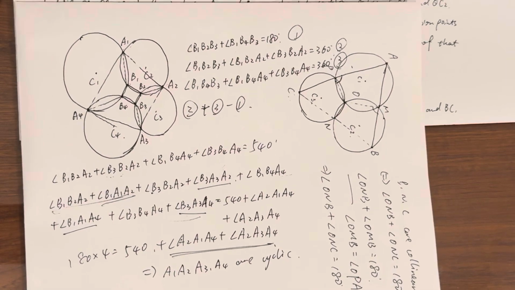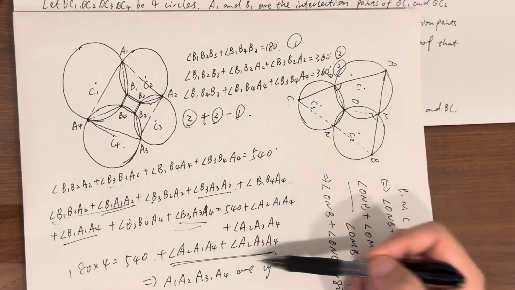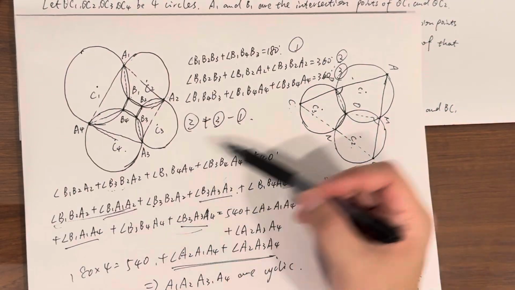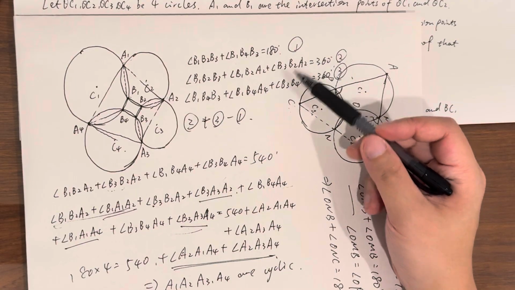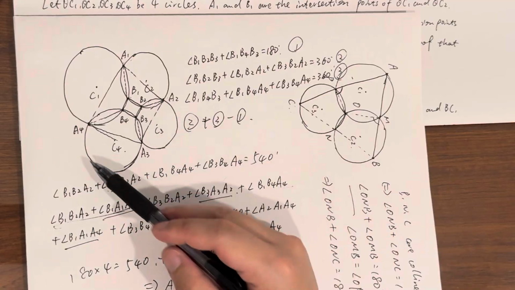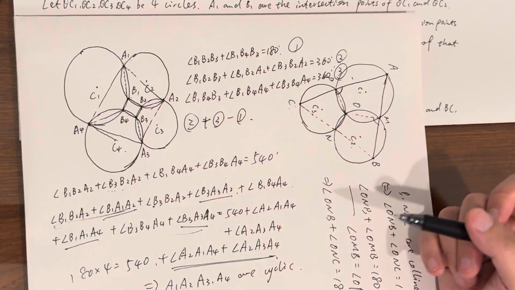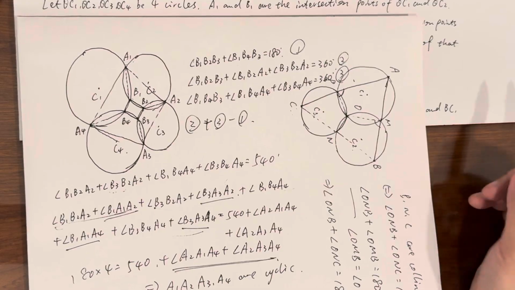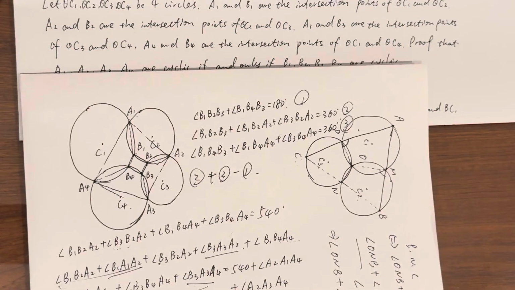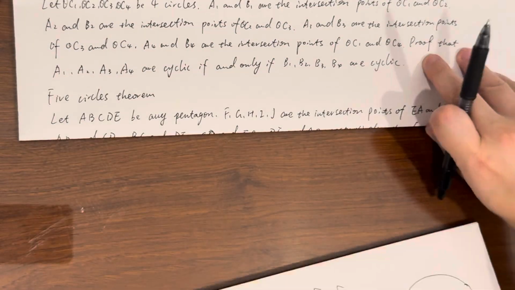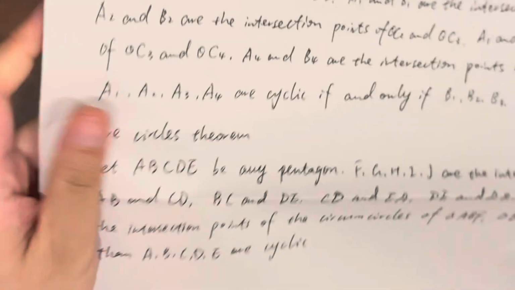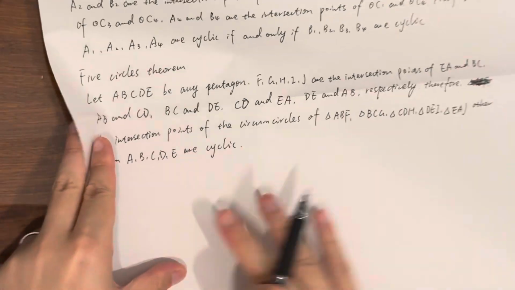Right? And if you look at this derivation, we can reverse every step. Which means if A1, A2, A3, A4 are cyclic, then B1, B2, B3, B4 are cyclic. Okay, that's the four-circle theorem. Now let's look at a harder one. It's called the five-circle theorem. I'll just draw here.